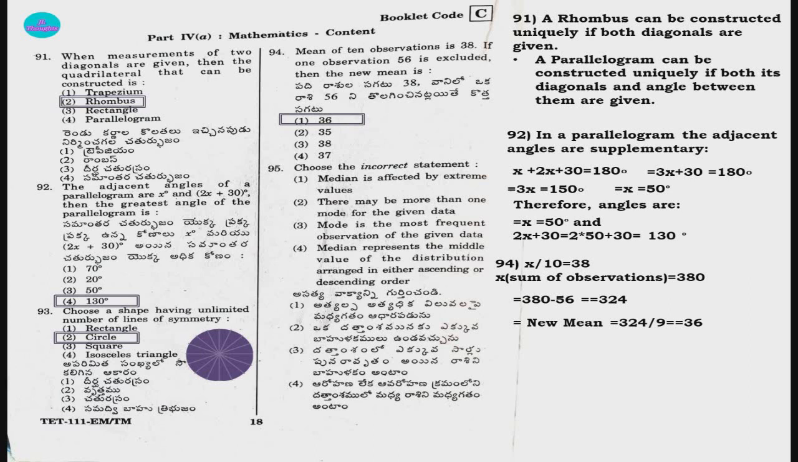On 95, choose the incorrect statement. 1. Median is affected by extreme values. 2. There may be more than one mode for the given data. Mode is the most frequent observation of the given data. Median represents the middle value of the distribution arranged in either ascending or descending order. So from this, if we see the first one, median is affected by the extreme values. Median means what we do? The center one. If two numbers are there, we take the average of the center ones. So will it be affected by extreme values? No. So that is incorrect and the remaining are all correct.